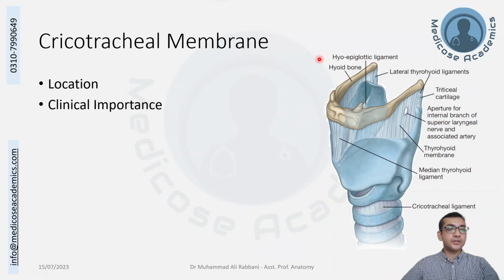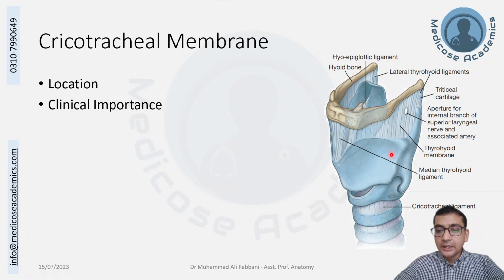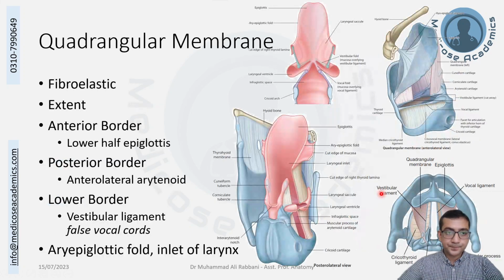Then we are left with extrinsic ligaments, the last one. The cricotracheal ligament, it's very simple. It is present between the cricoid cartilage and the trachea below. We usually do cricothyroidotomy between the cricoid cartilage and the thyroid cartilage in that ligament, but sometimes this is also used, but again, not so much.